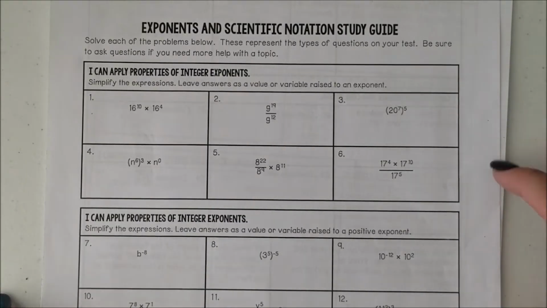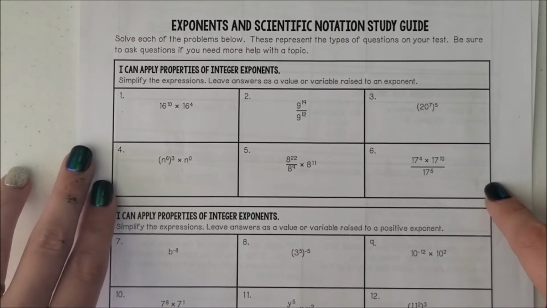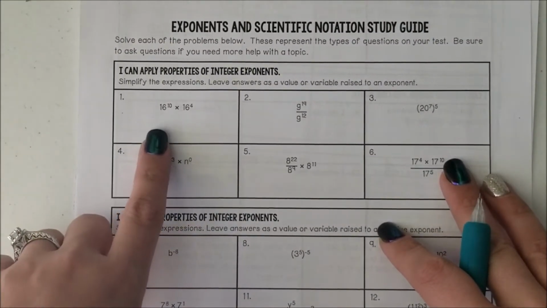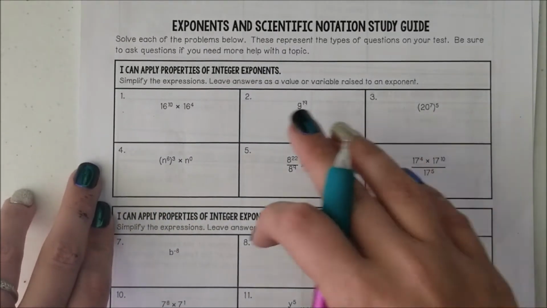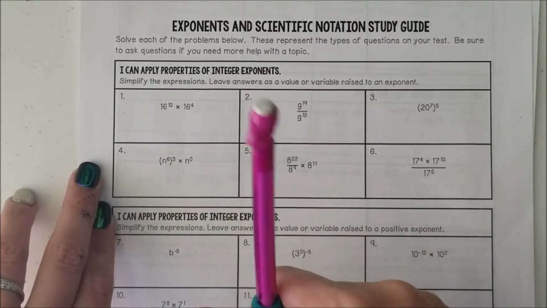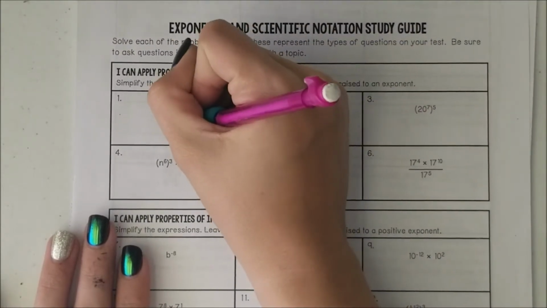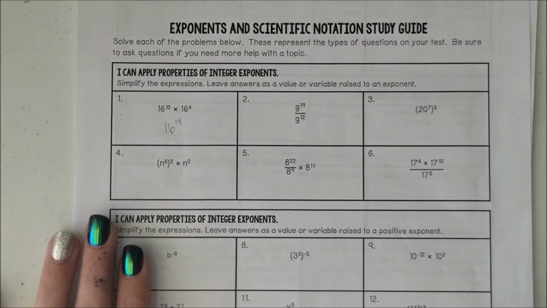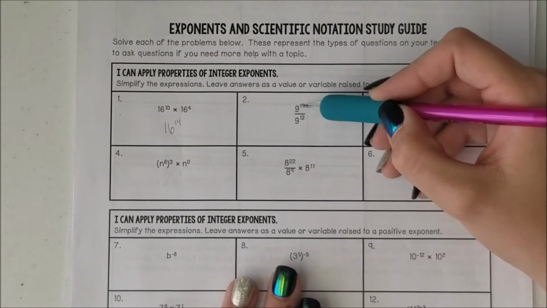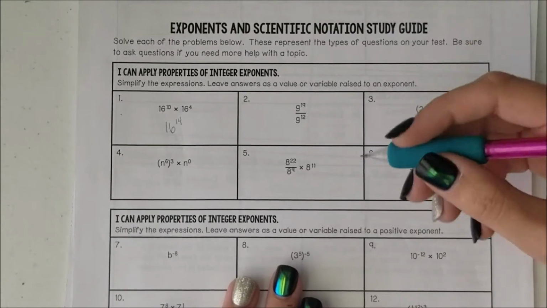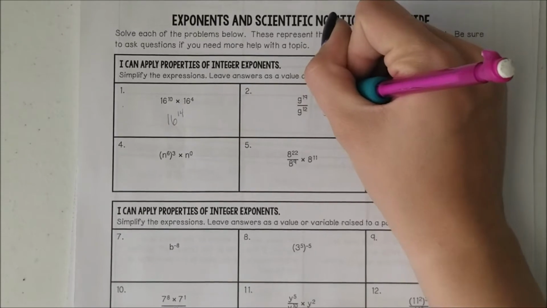So we're going to start first with the I can apply properties of integer exponents. So number 1 says 16 to the 10th times 16 to the 4th. When we're multiplying, we will add those. So I'm going to have 10 plus 4, which is 16 to the 14th. Okay, and then I have division, g to the 19th over g to the 12th, which is subtraction. So 19 minus 12 is 7.